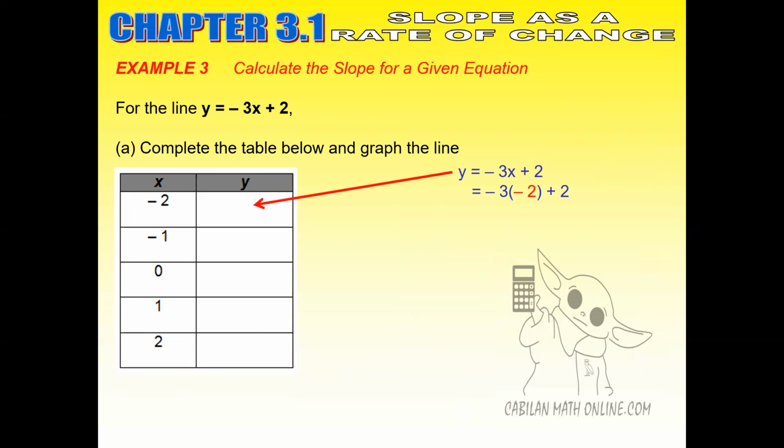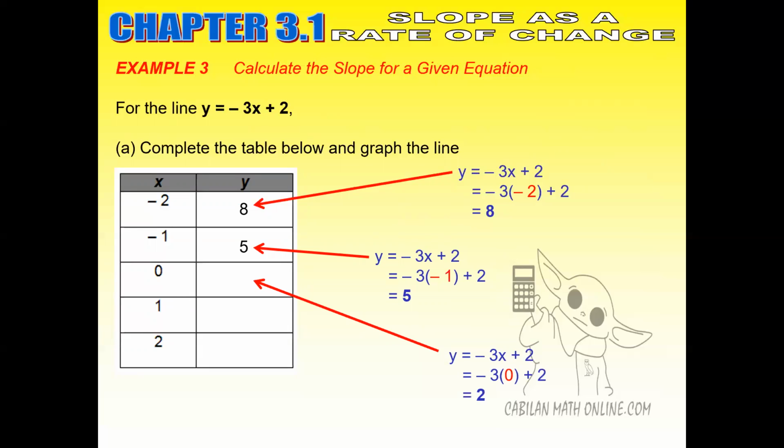So punch in negative 3, using that plus-minus key I introduced you to in the last lesson. Then open a set of brackets, punch in negative 2, close brackets, and then add 2. If you did that correctly, that's going to become 8. We're going to do that for all the examples. Take the negative 1, replace it for the x, and if you put that in your calculator carefully, you should get 5. Next one, we put 0 in for the x. That will give me 2.